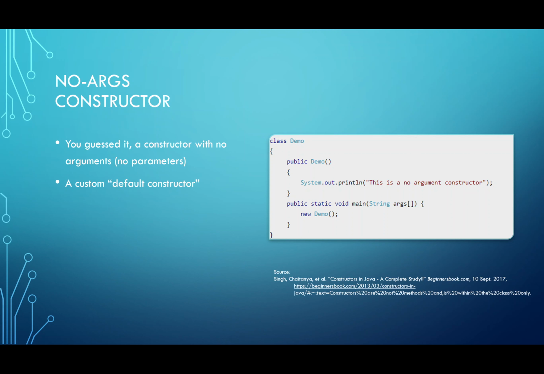However, in this case, because we're defining it ourselves, we can include any legal code inside the body of our no args constructor, whereas the actual default constructor has an empty body. So what is the point of a no args constructor? Well, we can initialize variables if needed, or as in the example here, we could output something like a string or whatever. The option is ours.